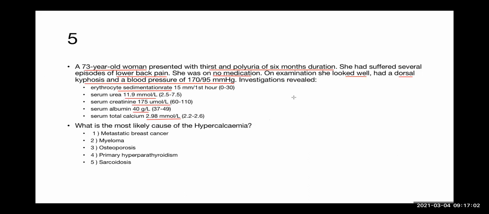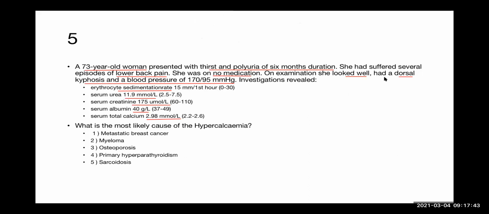What type of case is this? Anybody? This is an open question. Any student can answer here. Anybody? Now one question I'd like to ask. In which case are urea and creatinine high? Answer that first. In which case? Renal failure. Good. Renal failure. So something is wrong with the kidney here.